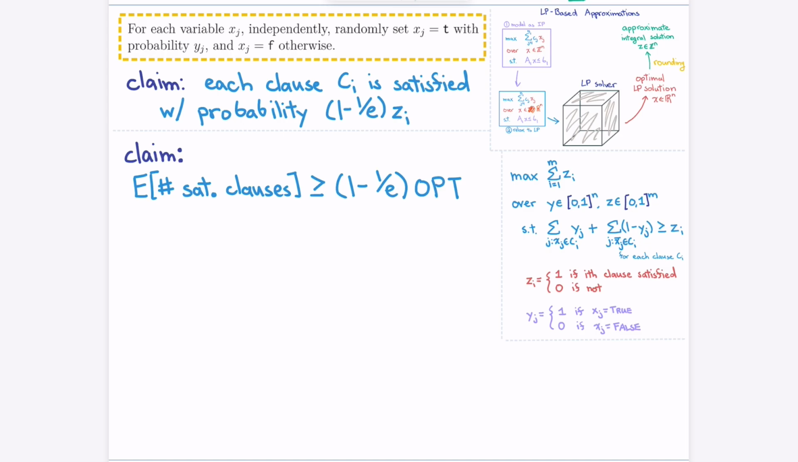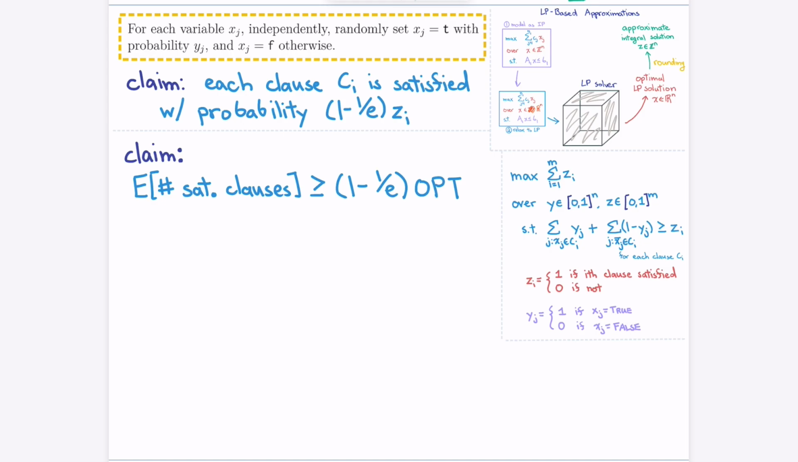If you do one clause, then you're going to be able to show in expectation you're getting this much. Why? Yeah. So what's the buzzword? Linearity of expectation, right? I'll write this as a summation of clauses. The first clause gets me 1 minus 1 over e times z1. The second clause gets me 1 minus 1 over e times z2. So then you get 1 minus 1 over e times the sum of z's.